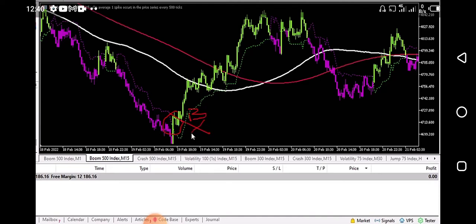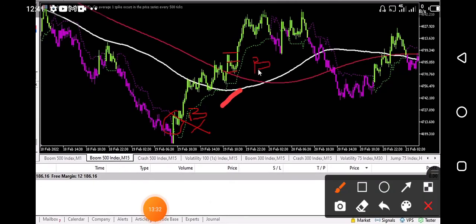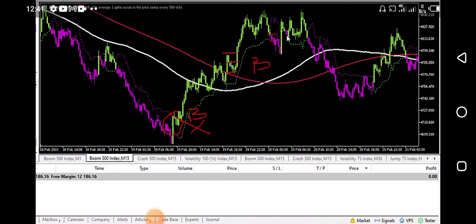Do not enter a buy here because why? It is below these two moving averages. This is where you can enter a buy, above the two moving averages. You understand? Above these two moving averages. That is where you enter. You now enter a buy.